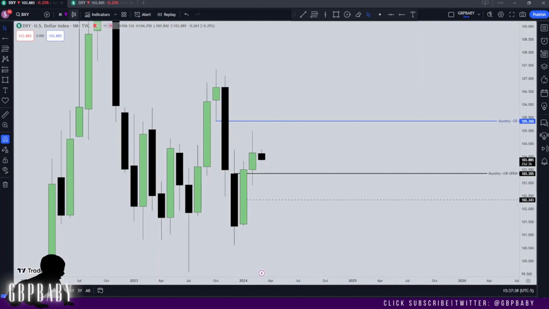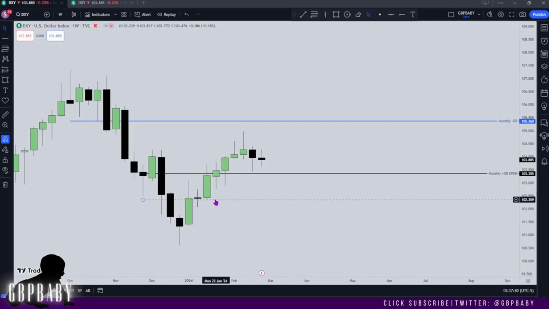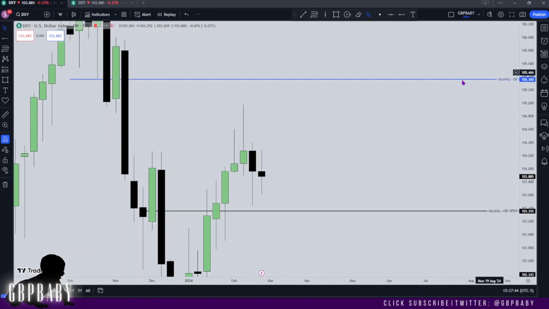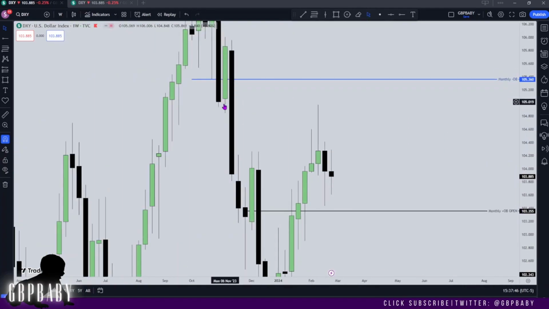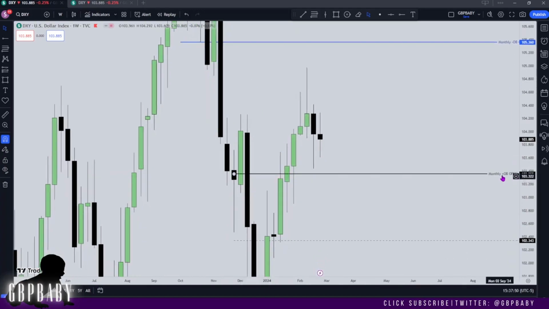time frame. Let's go down to the weekly, and you'll see again that monthly bearish order block right here lines up with pretty much the midpoint of this massive weekly bearish order block, and then we have this monthly bullish order block open as well.